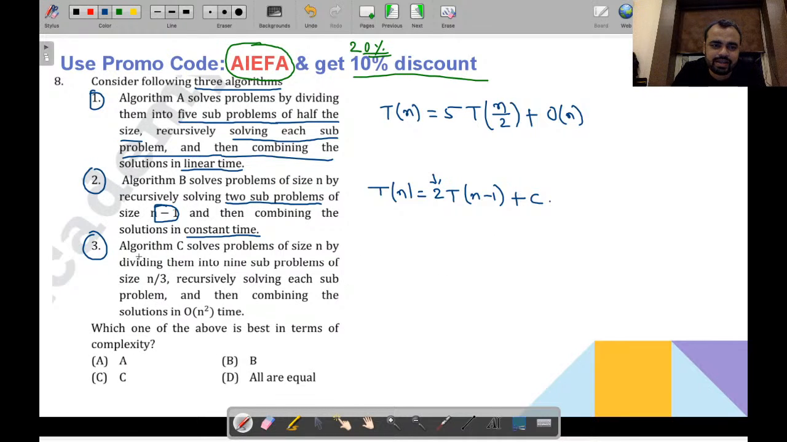The third problem says the algorithm solves the problem of size n by dividing it into 9 subproblems of size n by 3. We are dividing the problem T of n into 9 subproblems of size T of n by 3, solving the subproblems, and then combining their solution in order of n. Stay with me.